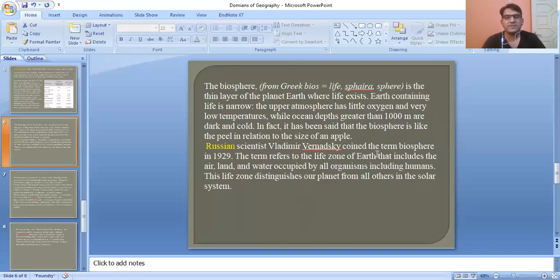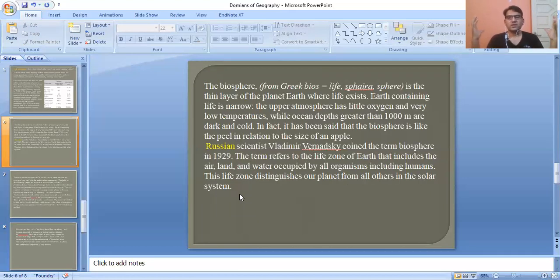The term referred to the life zone of Earth that includes the air, land, and water occupied by all organisms, including humans. It is similar to a zone where the hydrosphere, biosphere, and lithosphere get together and give shape to the biosphere, or support the biosphere. The air is the atmosphere, land is the lithosphere, and water is the hydrosphere. This includes all organisms, animals, plants, including human beings. This life zone distinguishes our planet from all other planets in the solar system.